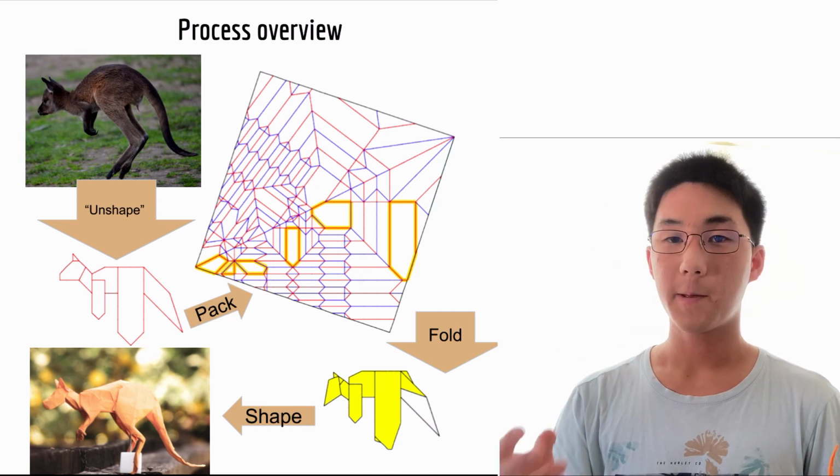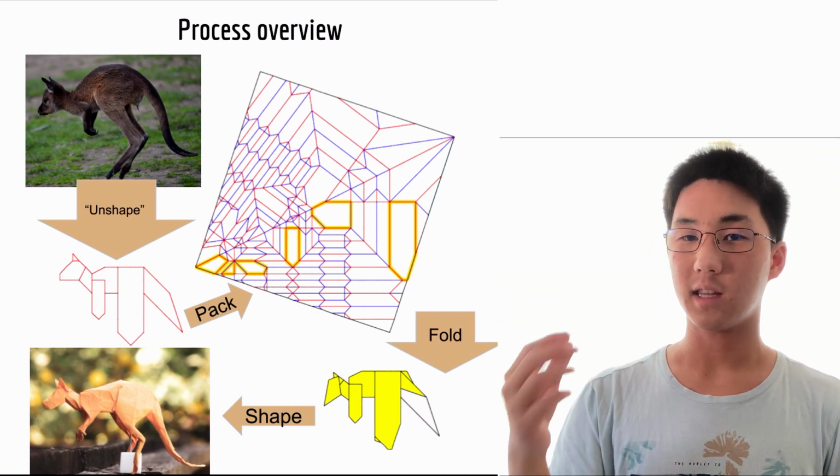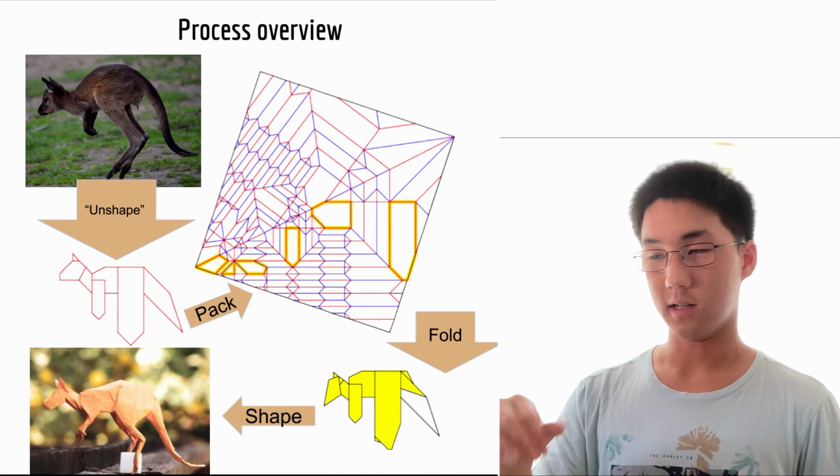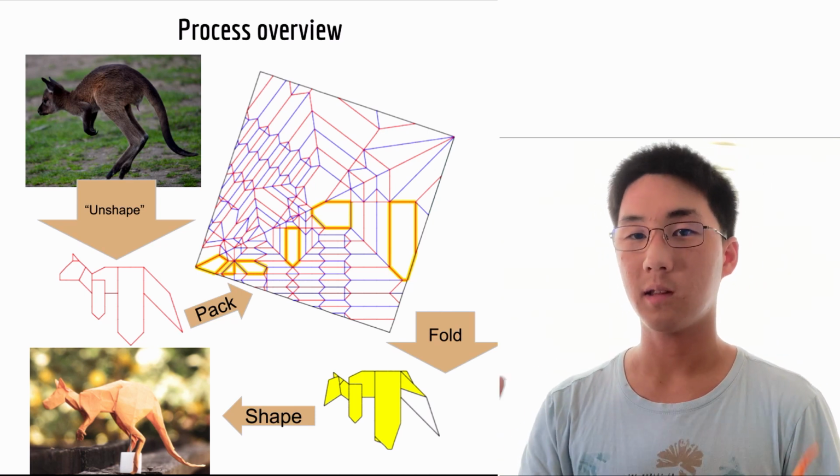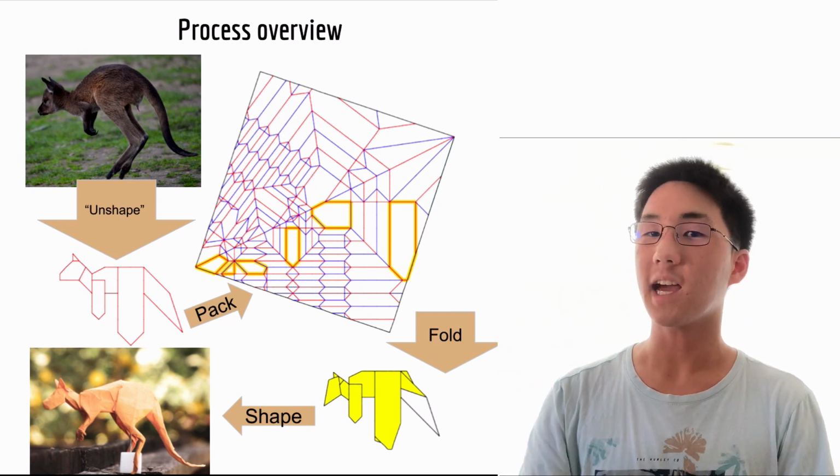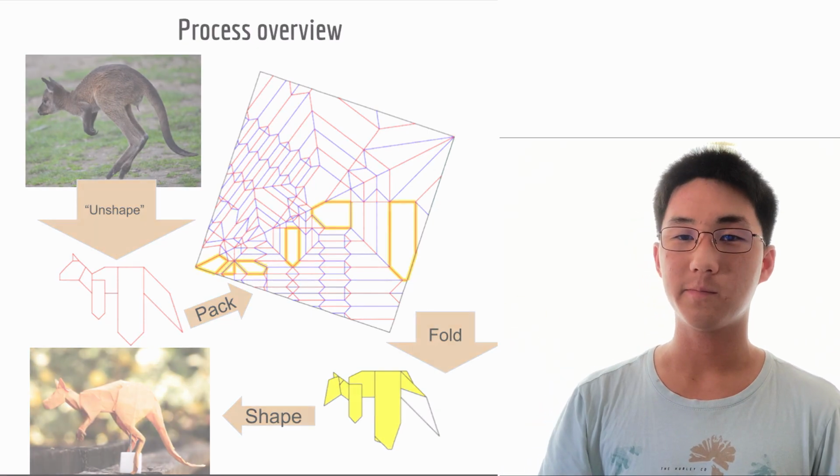So in this video, we're going to be talking about the abstraction and the packing. That's the main thing. The other two steps, the folding and the shaping, those are for you to exercise for the reader, so to speak.